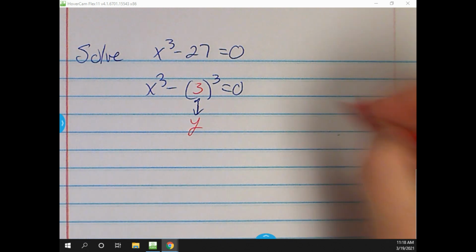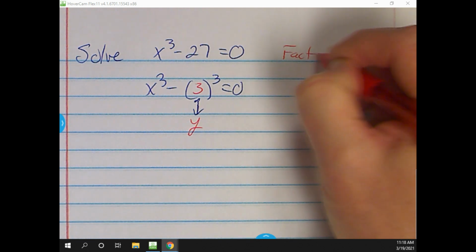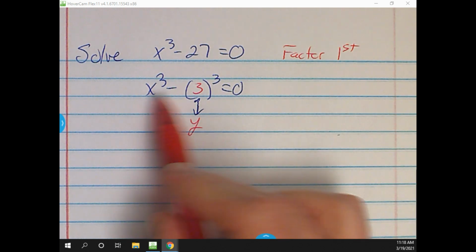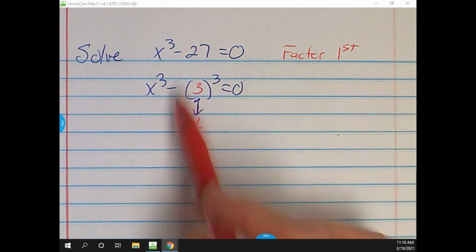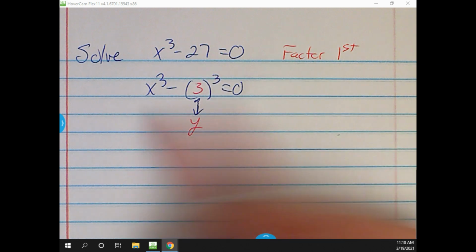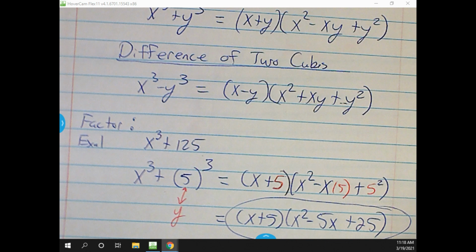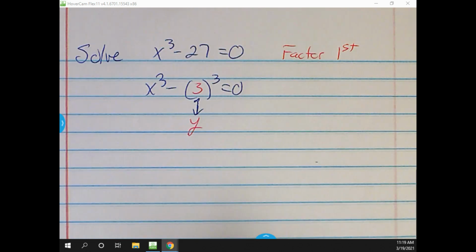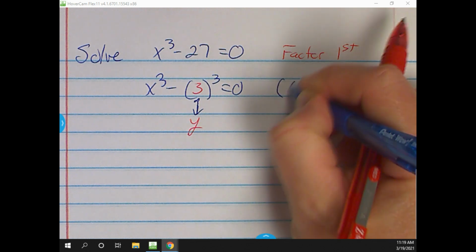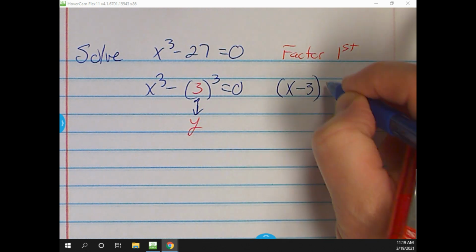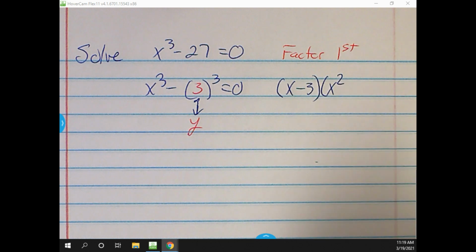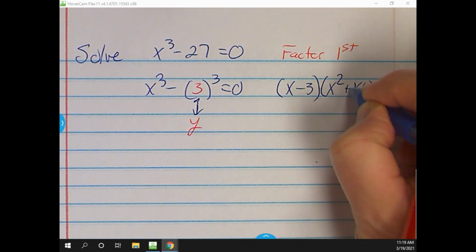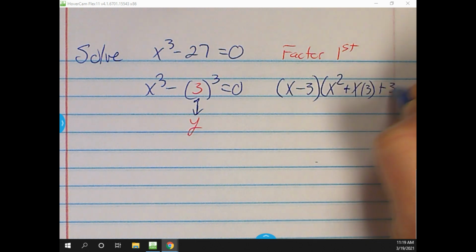Okay. And even though they tell you to solve it, the very first thing you're going to do is the factoring part first. So we know that it's going to be x cubed minus 3 cubed. And then once we get this figured out, now we're going to plug it back in and basically go back and use this formula that we're using back here. All right, so that's going to be x minus 3. We do x squared minus x times 3, sorry, plus, and then plus 3 squared.